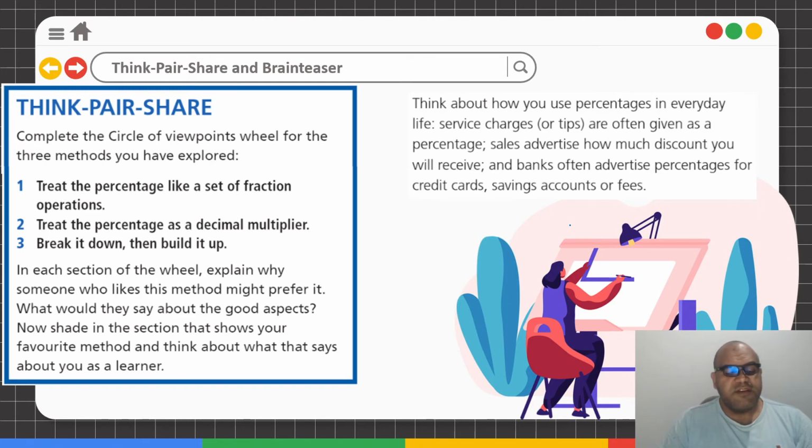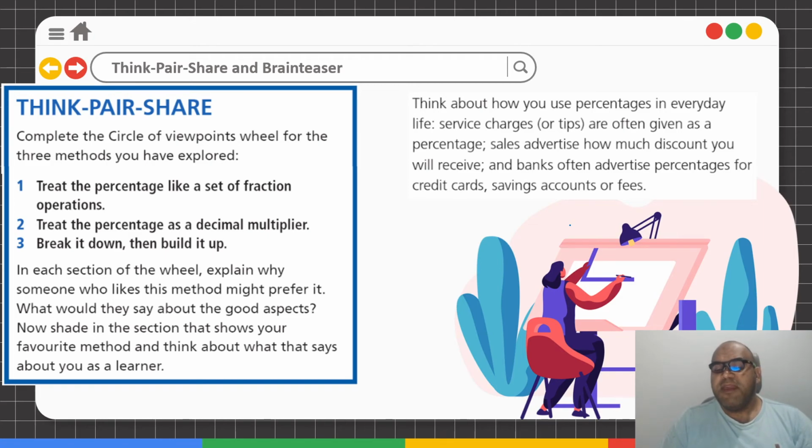In each section of the wheel, explain why someone who likes this method might prefer it. For example, your friend chooses another method. Why? What would they say about the good aspects? What is the best one for the method he chose? And now shade the section that shows your favorite method and think about what that says about you as a learner. Great, guys. Remember the method is very cool, very simple how to do it.